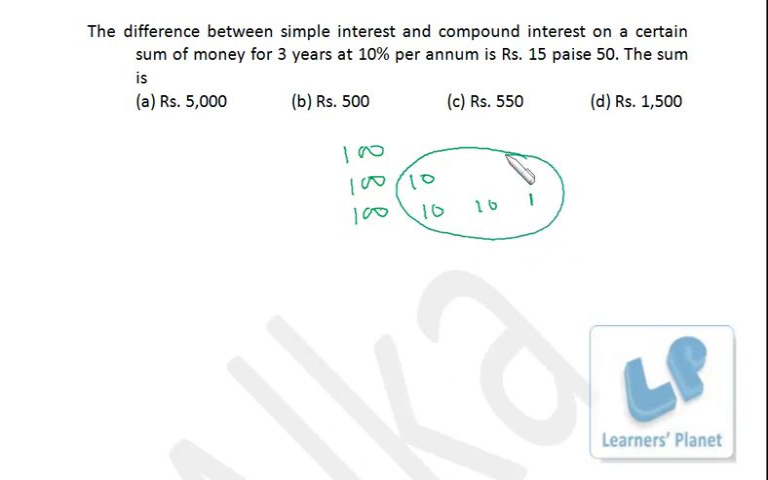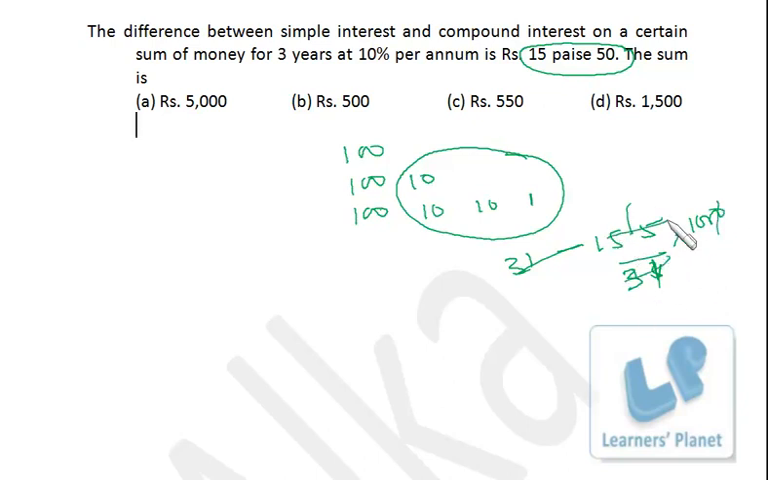So, according to us, the difference between compound interest and simple interest is nothing but 31. And according to the question, the difference between simple and compound interest in 3 years is rupees 15, paisa 50. So, 31 is 15.5. Then 1000 is what? So, this is precisely 5 into 100. Pretty simple. 15.5 is half of 31. So, half of 1000 will be 500. So, very simply you can do this.